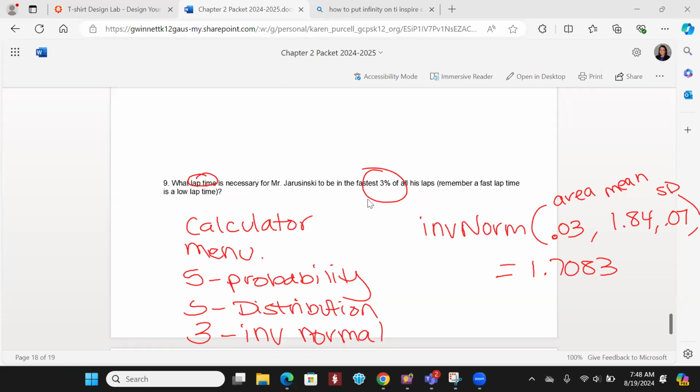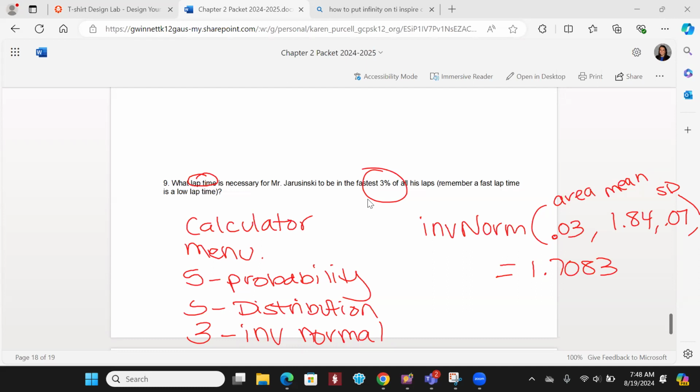Yes, ma'am. Because we're going up to 1.72. It's from the left-hand side until 1.72. Because he could have been 0 seconds, right? That would be crazy, but yes. Okay.